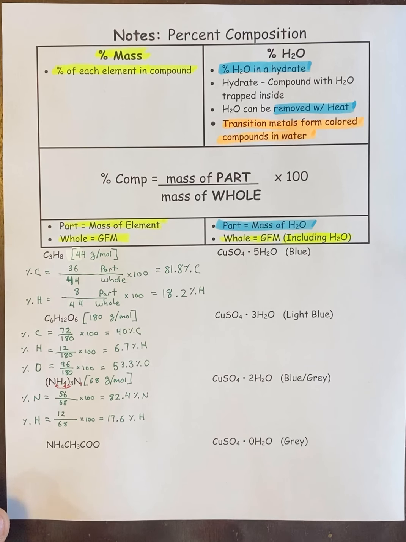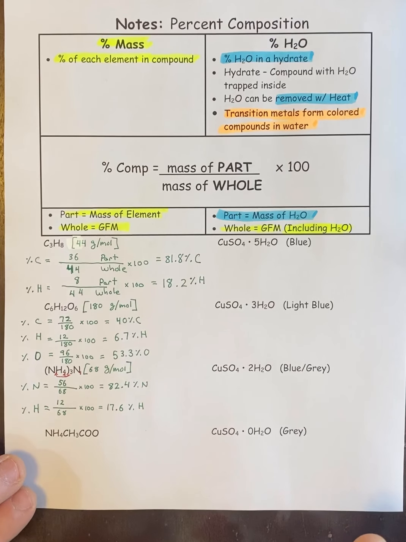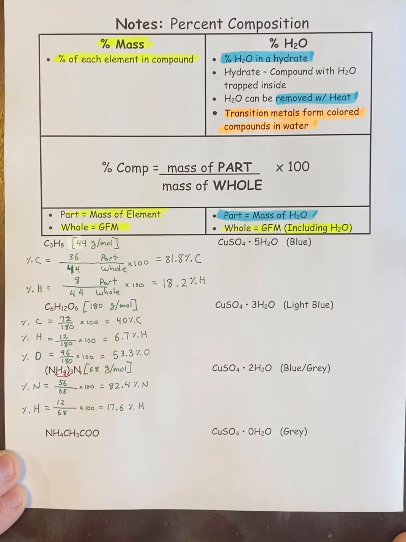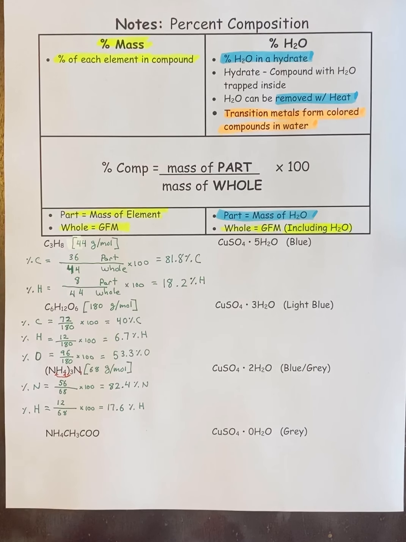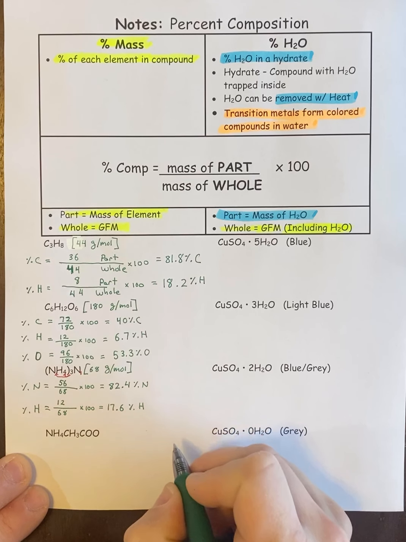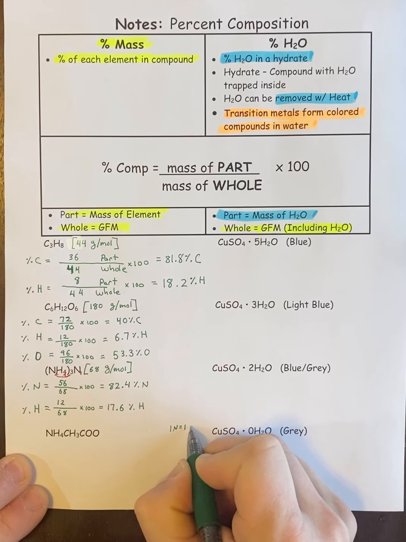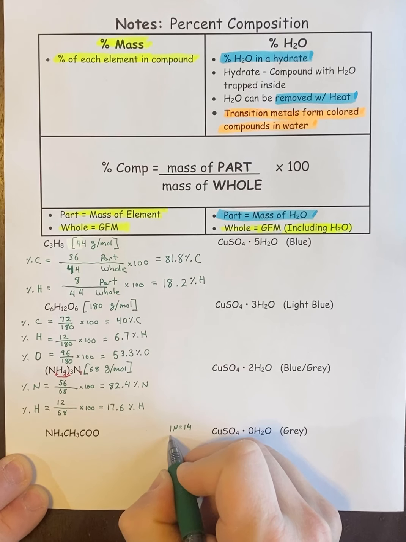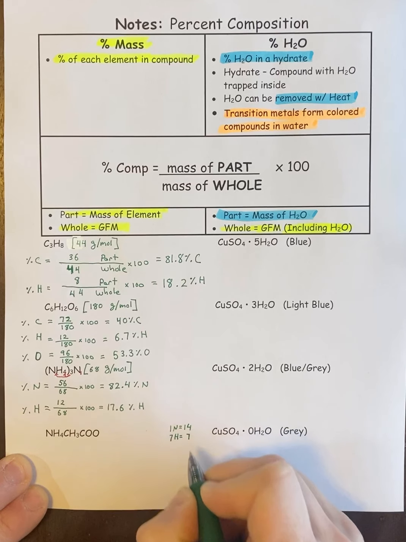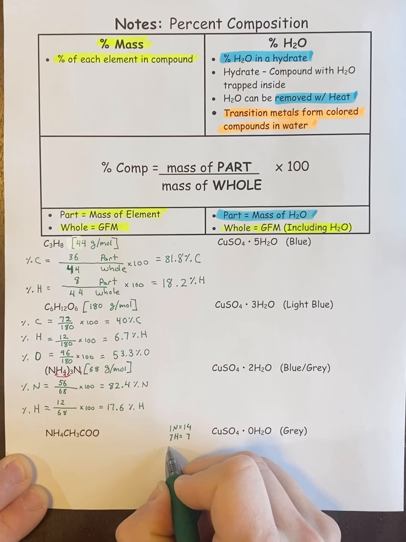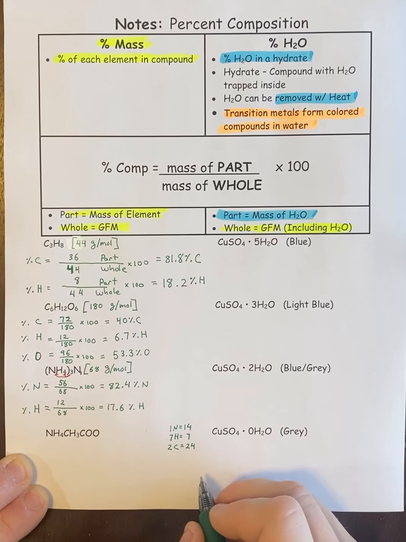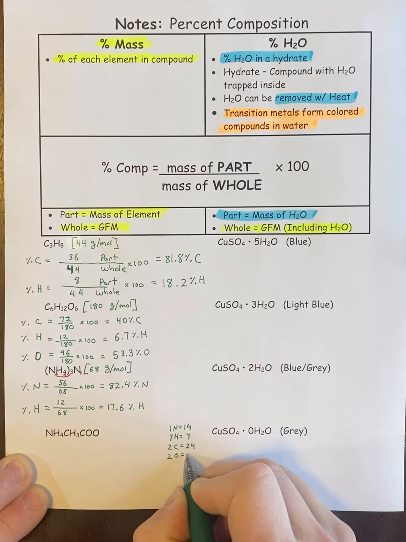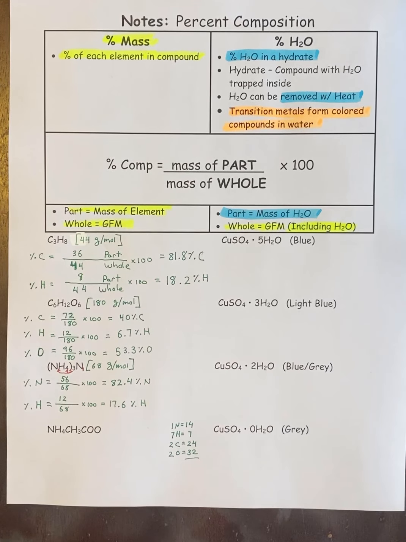We're going to do one more, and then we're done with our elements, and we'll go on to the percent comps of a hydrate. They look more complicated. They're actually not. So for this one, I don't have the GFM with me, so we're going to have to add this up. Let's figure it out real quick. We have 1 N, which is 14. We have 7 H's, which is 7. We have 2 carbons, which is 24. And then we have 2 oxygens, which is 32. Add all that up.